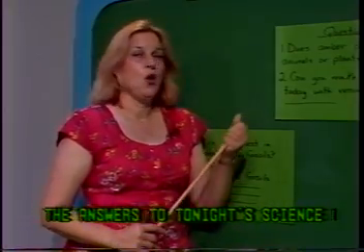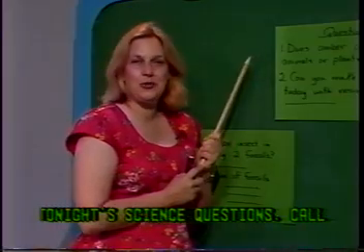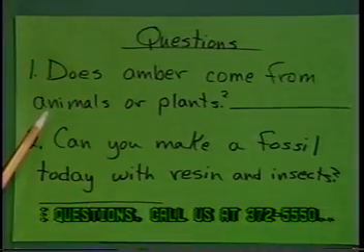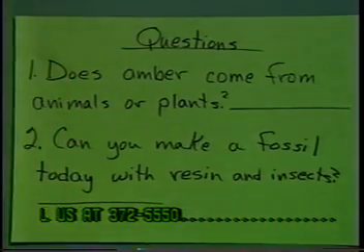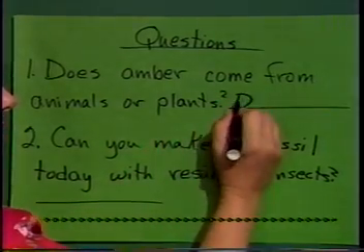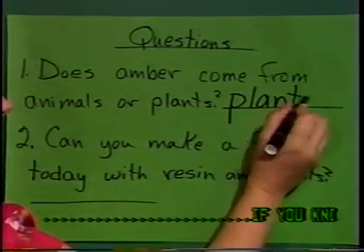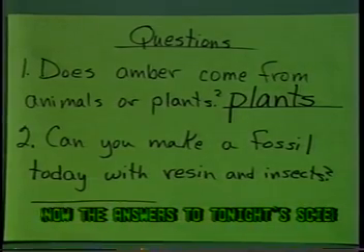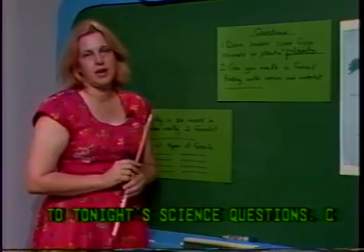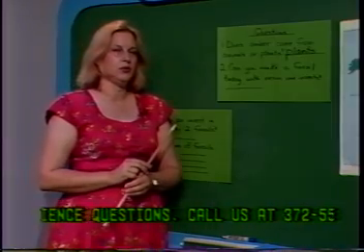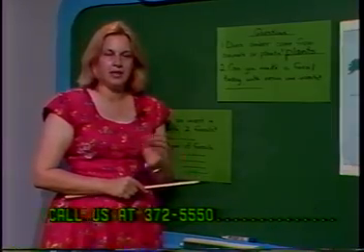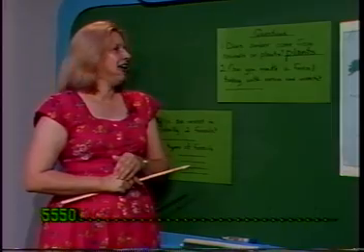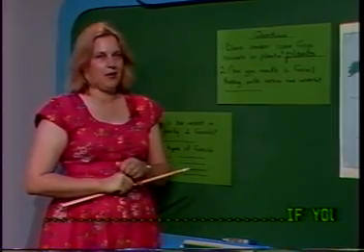Okay, so now, what's the answer to our question? Plants. Absolutely. So our answer is plants. And it doesn't come from just any kind of plants. Much of the Baltic amber probably comes from a pine tree. But there are many other types of plants around the world that also produce very thick, gummy substances. We call them gums. And that can produce amber as well.